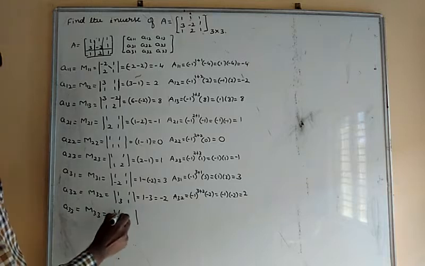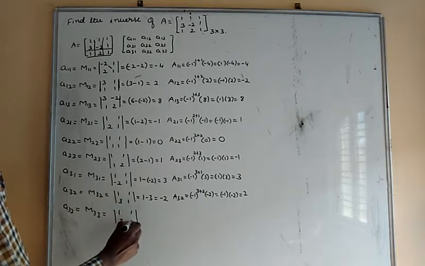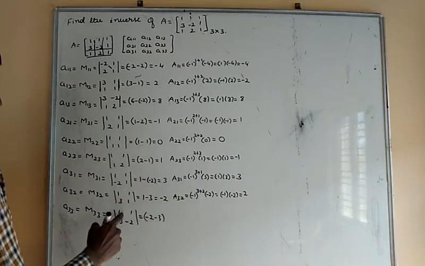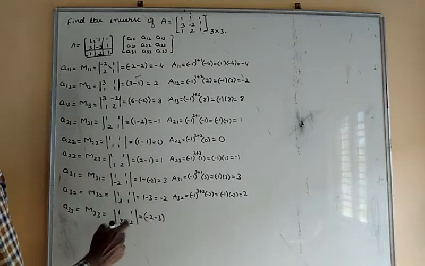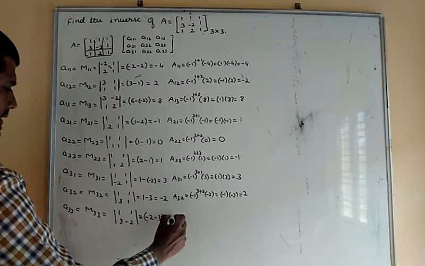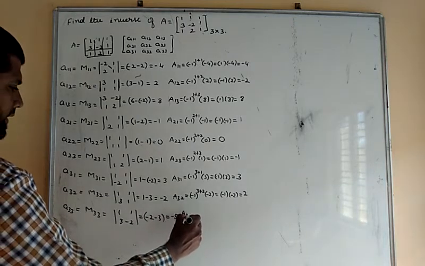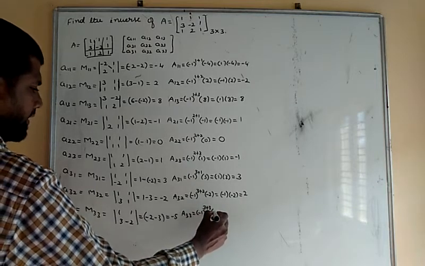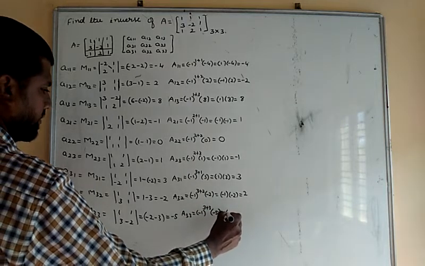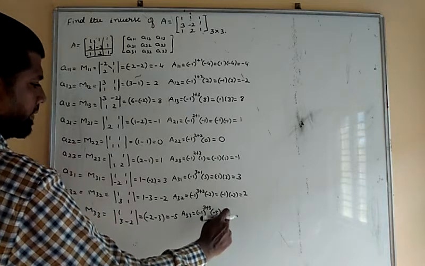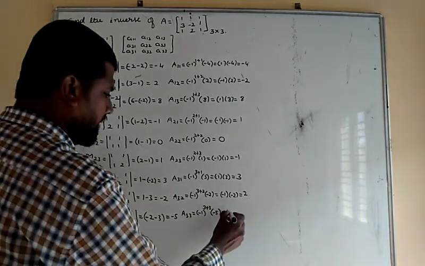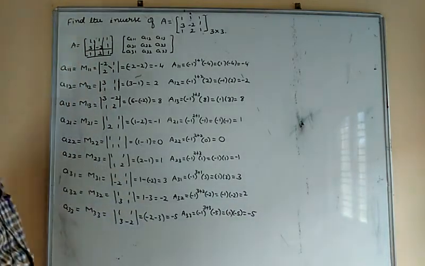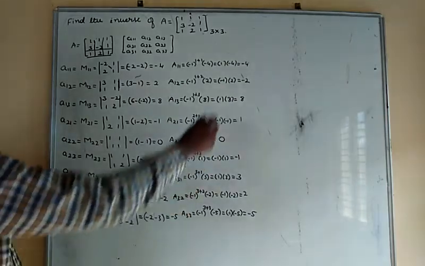Then 1, 1, 3, minus 2, then minus 2, minus 3. Here 1 into minus 2 is minus 2, 1 into 3 is 3. Then here minus 5. Then A33 is equal to minus 1 whole to the power of 3 plus 3 into minus 5. That is equal to minus 1, means here the power is 6, so it will be positive, into minus 5. That is equal to minus 5. So we have found the minors and the cofactors.